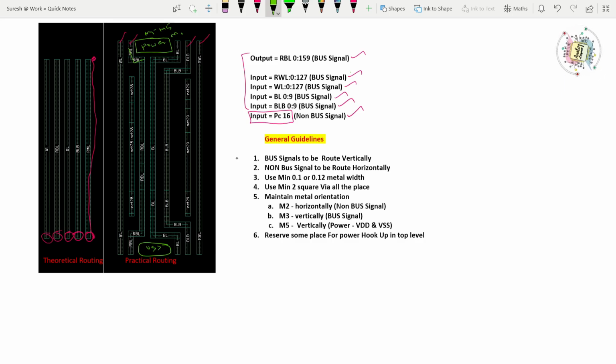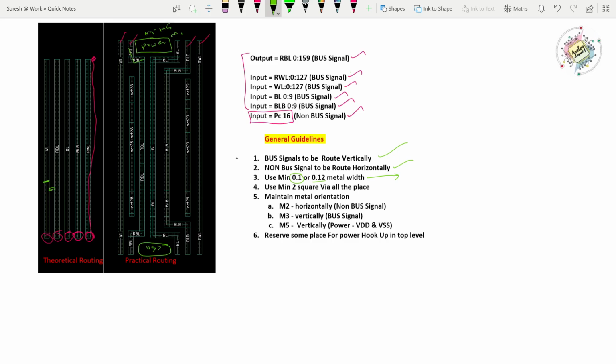Then what is the golden rule we have to follow here? There are 6 golden rules we have to follow for the memory layout. First, all the bus signals have to be routed always vertically; it should not be horizontal. Non-bus signals can be routed horizontally or vertically, depending on the case. We can decide. Then we always need to use minimum metal width. Maybe in my PDK the minimum metal width is 0.1, but I am choosing 0.12. So here in metal 3, the metal width is 0.12. Then the metal to metal distance is also considered. Theoretically I have maintained the metal width here at 0.12, but theoretical routing is really not possible. Actual routing will be like this.